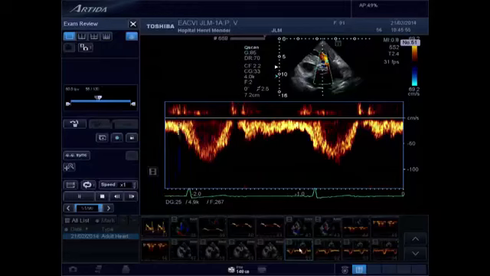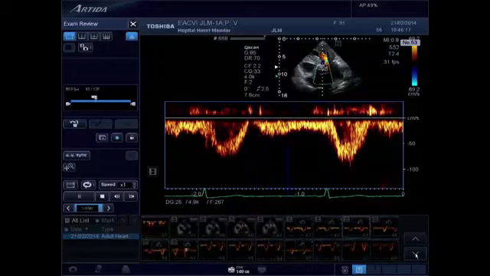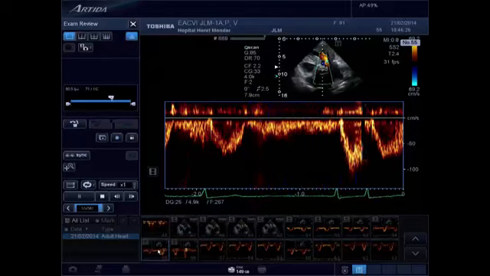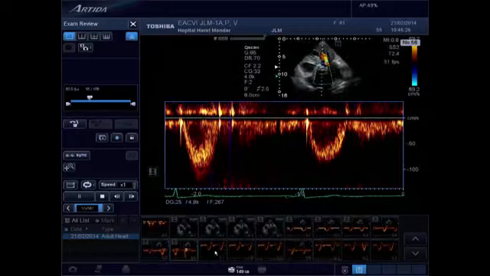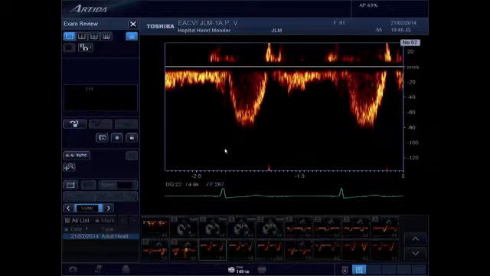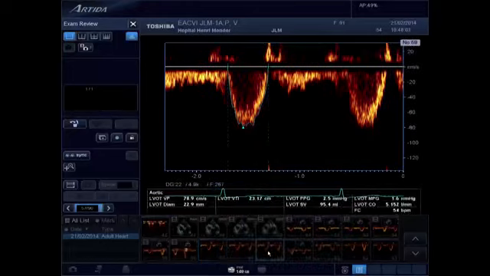And here we will progressively move the sample volume towards the valve to go right in the turbulence region. And when we have reached this turbulence region, we stop the image and we go back with the Cine loop to the highest velocity that meets the criteria of laminar flow, here with a nice slope. And we take a first measurement with this automated system.